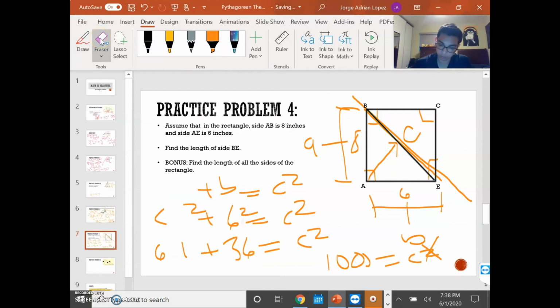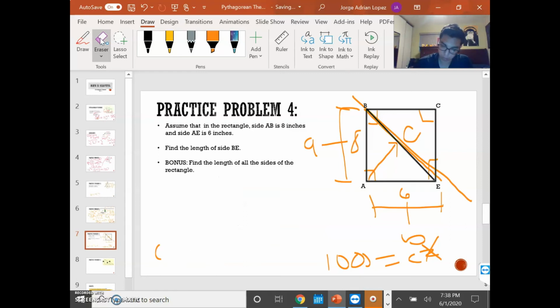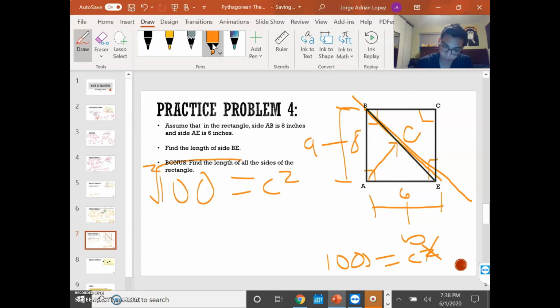So let me erase this. So 100 equals c squared. Take the square root. Square roots will get rid of this exponent in c. And what's the square root of 100? 10. That's equal to c. Perfect. So we found the length of side BE, which is 10.